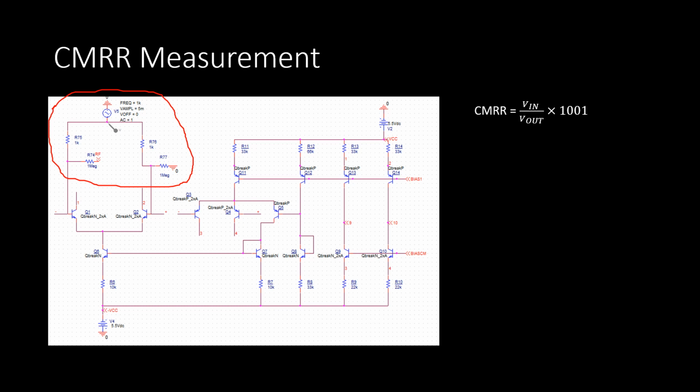This was calculated as the input voltage measured here divided by the output voltage measured at the output, multiplied by the gain here, which was about 1000 plus 1 because of the non-inverting input effect. The common mode rejection ratio was then converted to decibels.